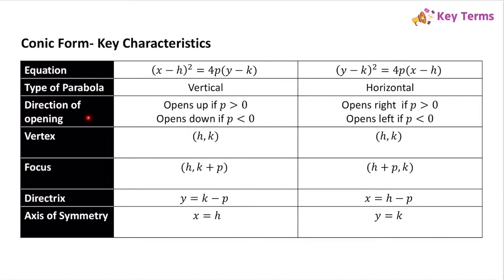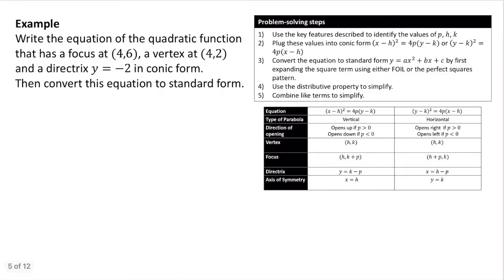We can identify the direction of opening, the vertex, the location of the focus, the equation of the directrix, and the equation of the axis of symmetry. So let's start off with this example. Suppose we want to write the equation of the quadratic function that has a focus at (4, 6), a vertex at (4, 2), and a directrix y = -2 in conic form. Then convert this equation to standard form.